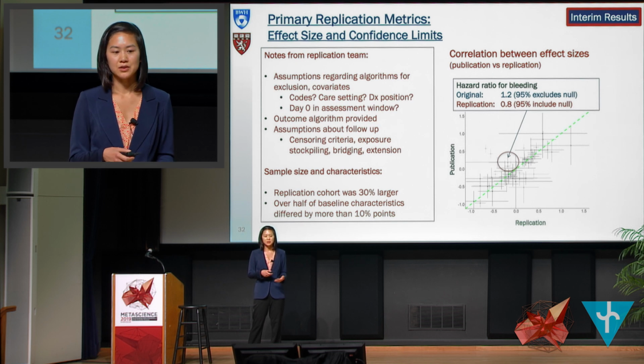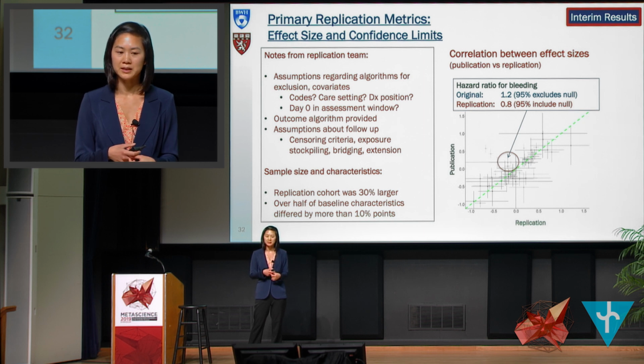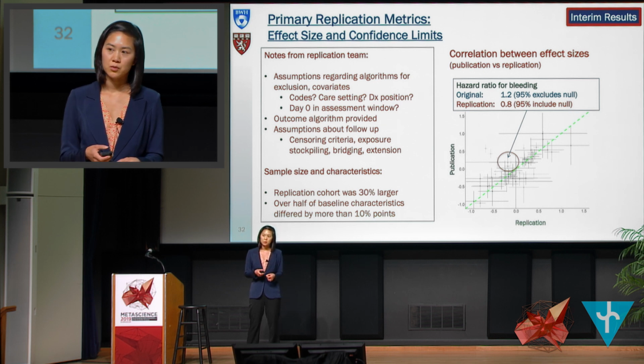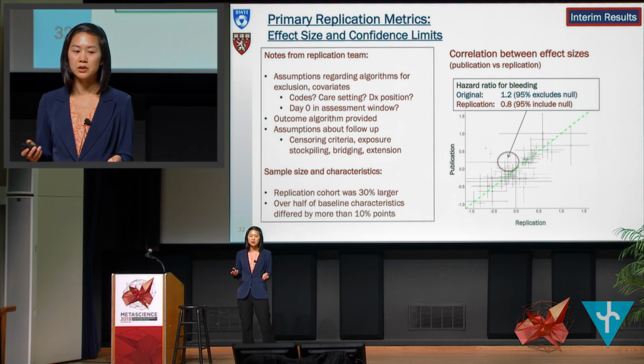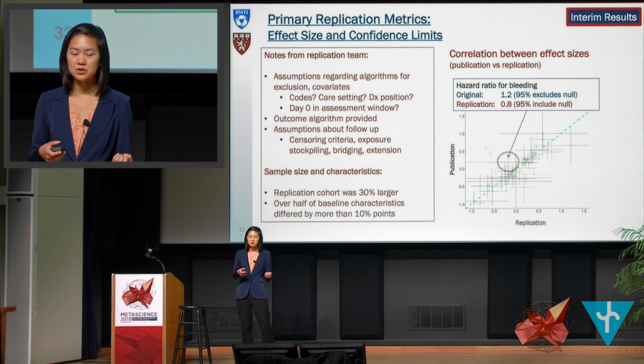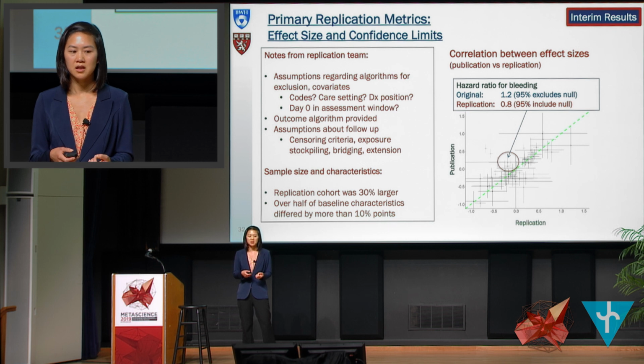Here's another anecdote example, also looking at two drugs comparing a hazard ratio for bleeding, where the original estimate was 1.2 with the confidence intervals excluding null. The replication was a 0.8 with 95% CIs including null. And we again had to make assumptions about how exclusion criteria were defined in covariates. Again, they provided the outcome algorithm.